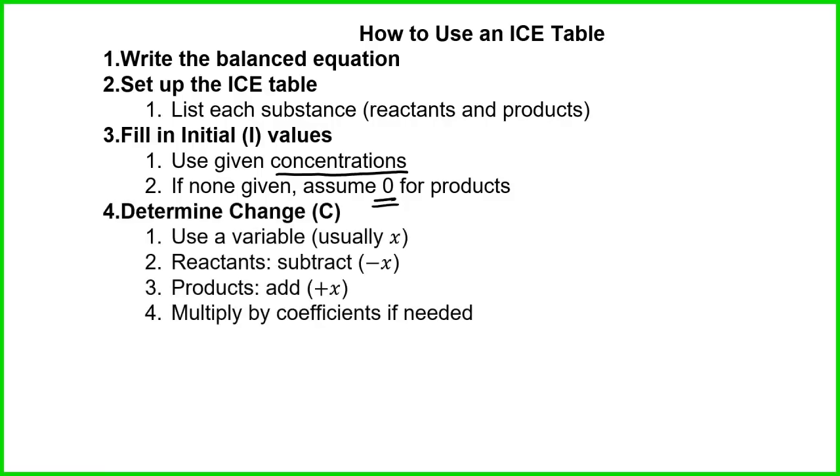Then we're going to determine C, which is the change. We're going to use the variable, usually X, a very common variable. For our reactants, we're going to subtract X, and for products, we're going to add X. Now, this addition and subtraction can change when we compare Q and K, and I'll explain that a little, but generally we're subtracting our reactants and adding our products. Then we'll multiply by the coefficients if needed.